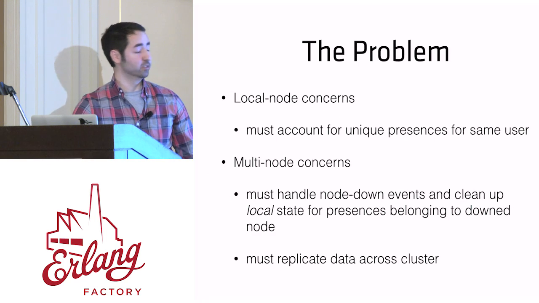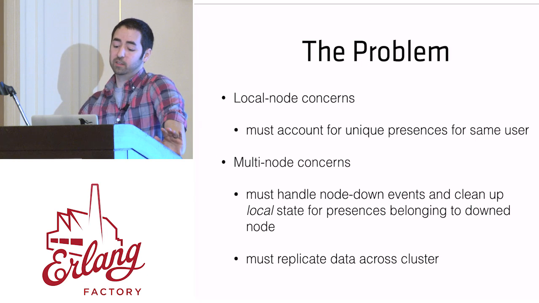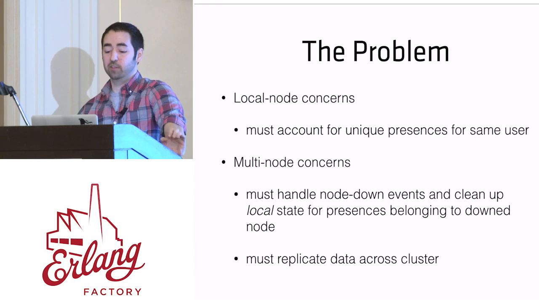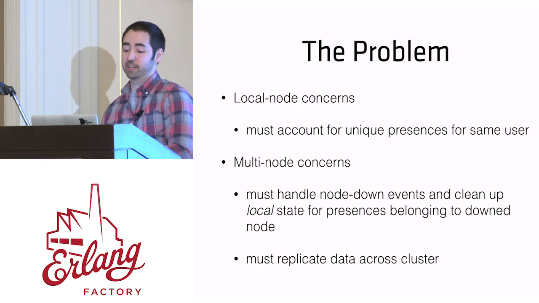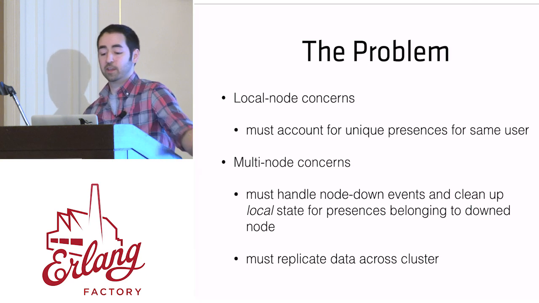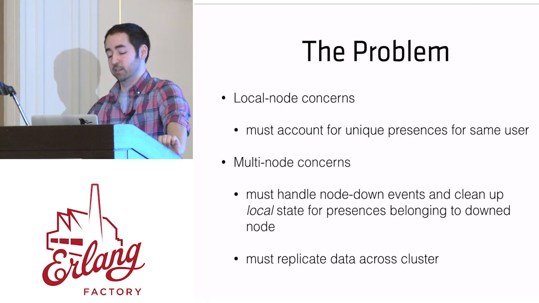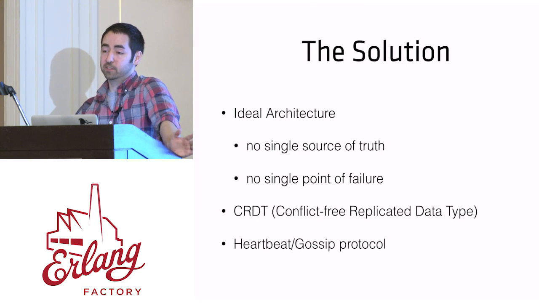So we have 2 problems to solve with presence. One is we have local node concerns, where we have to account for unique presences for the same user. And the multi-node concerns are we have to handle node down events, and any user that was part of that node, we need to broadcast locally to our users saying, as far as we're aware, these users are gone. And then we also have to replicate data across a cluster. So our ideal solution is going to be something with no single source of truth, and that's going to give us no single point of failure.